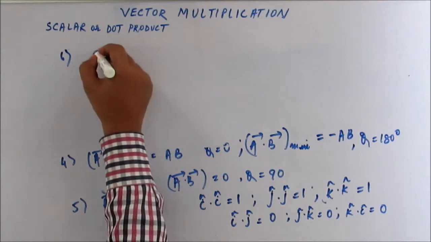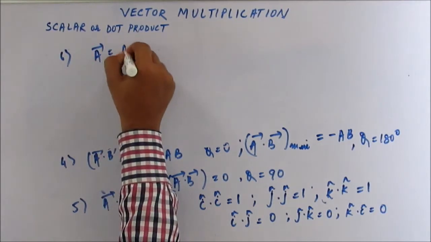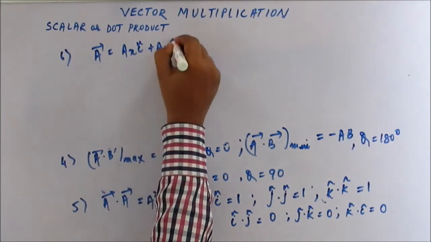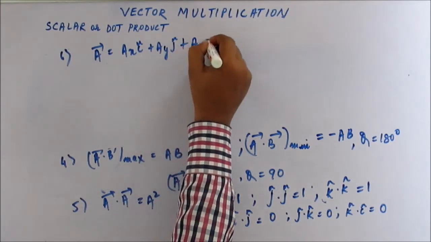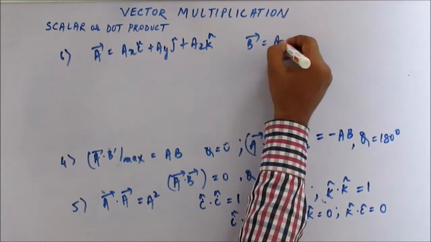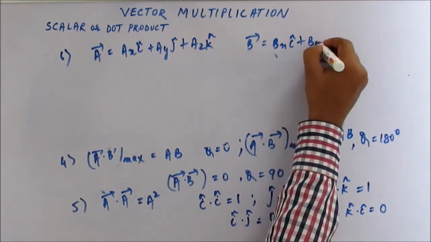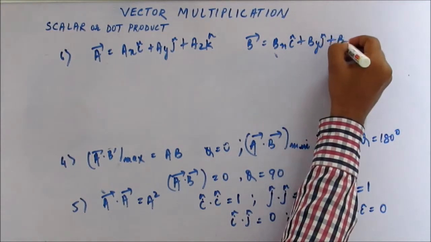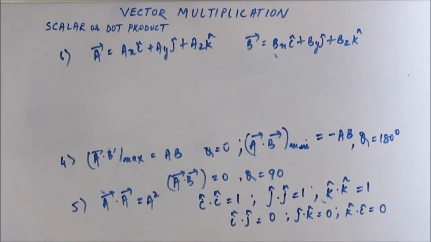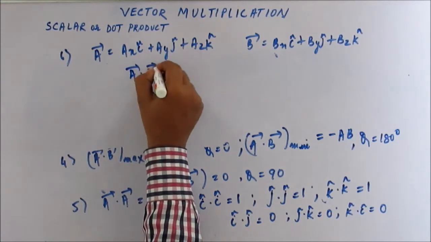Suppose there's a simple vector A vector, AX i cap plus AY j cap plus AZ k cap, and there's another vector B vector, BX i cap plus BY j cap plus BZ k cap. Now if you want to do the dot product of A and B, let's do it. A vector dot B vector.